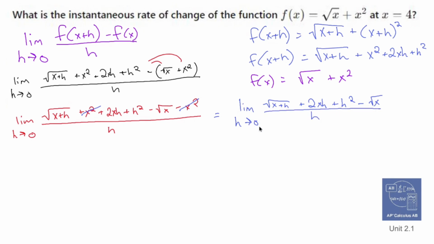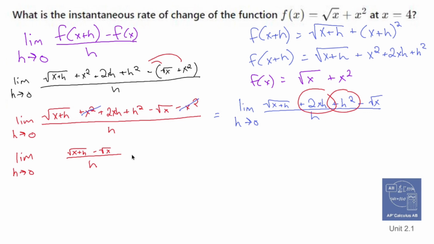Again, I can't plug in 0 for h because that'll make the whole thing undefined. But what I do notice is that the 2xh and h squared terms have an h attached. So I can move those to the side. I will say the limit as h approaches 0, I can keep the square root terms grouped together, with a little bit of space, and you'll see why: root of x plus h minus root x all over h. And I'm going to move the other terms to the side and eliminate all of these h's.